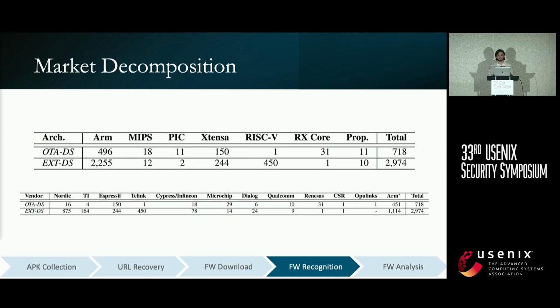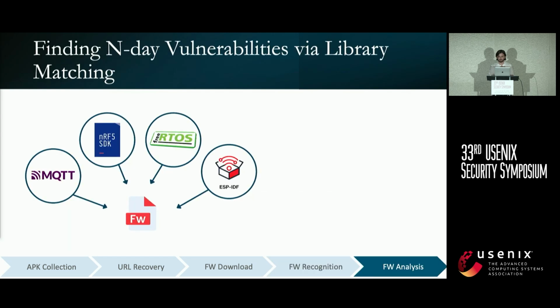Here we can see the majority of the images are ARM and Xtensa architectures, and the most popular vendors are Nordic, TI, Espressif, and TP-Link. So due to their popularity in the market, we selectively conducted static analysis for the collected ARM and Xtensa firmware. The first case study for firmware analysis is the detection of end-day vulnerabilities.